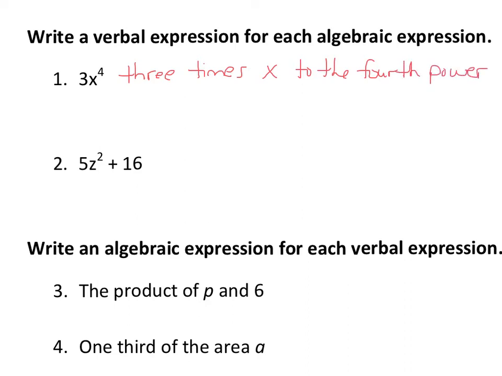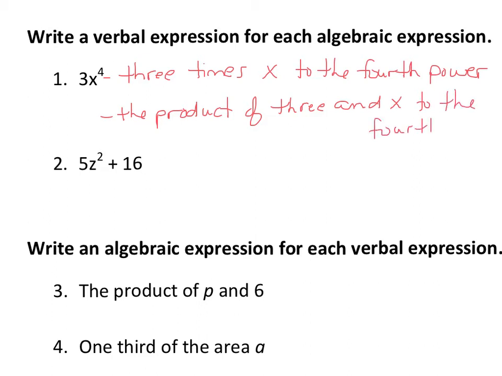Okay? Another way we could write this, the product. I really like the word product. We're going to be using that a lot this year. The product of 3 and x to the 4th power. Notice that I'm going to put and. I'm not going to put times, because times means I would multiply and then multiply again, and that's kind of silly. Those would both be good examples of things that you could write for a verbal expression.